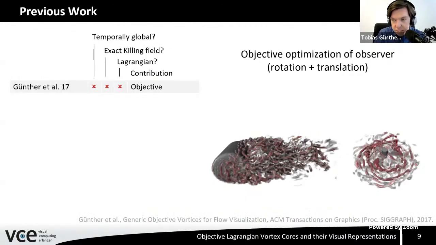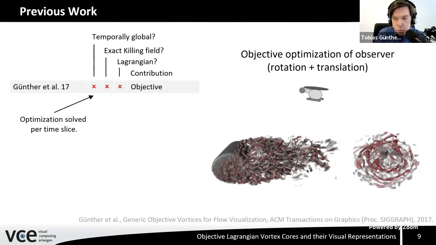In 2017, we developed the first objective optimization algorithm that finds this optimal observer motion. And back then, the observer was restricted to rotations and translations, just like this. I will now show you some follow-up work that came later. And to discuss the differences between them, we will compare the methods based on a handful of properties.